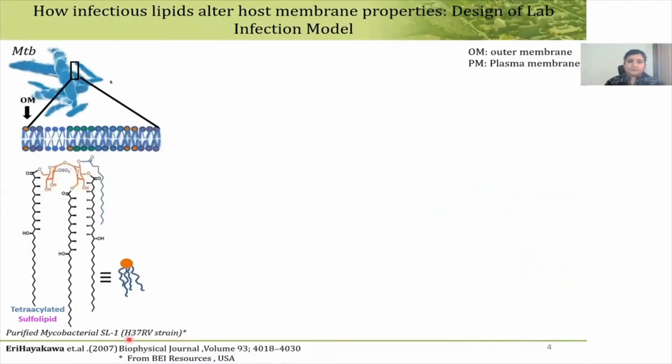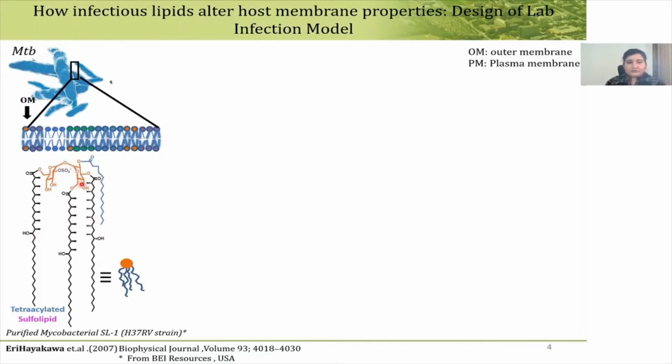First, we designed some kind of a lab infection model wherein we extract the lipids of mycobacterial origin from the outermost layer, and I show you a representative structure of one of the lipids, known as sulfolipid. It is a tetraacylated lipid molecule that has 4 long hydrocarbon chains and a sulfated trehalose head group.